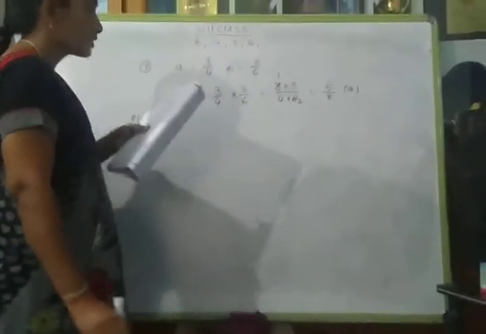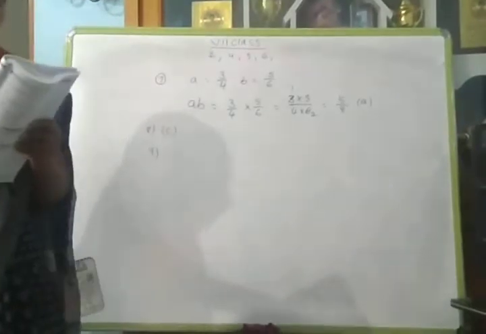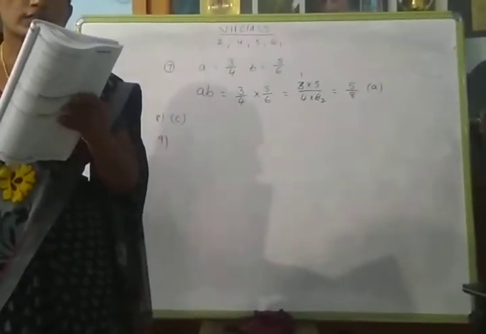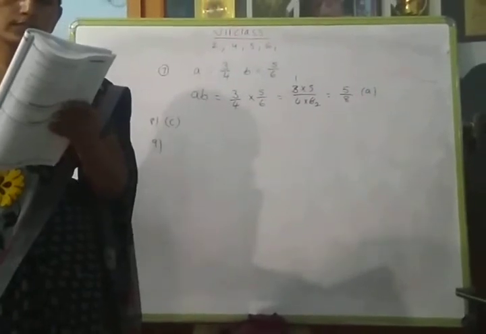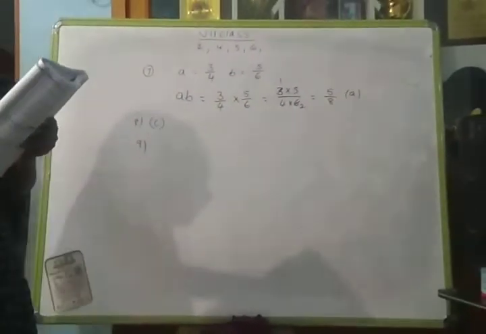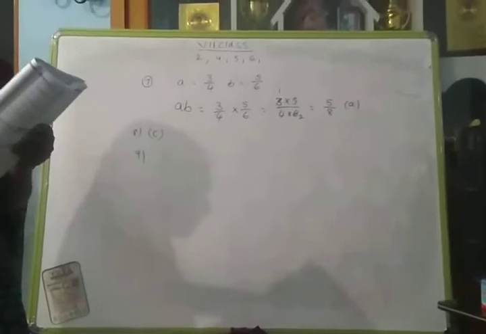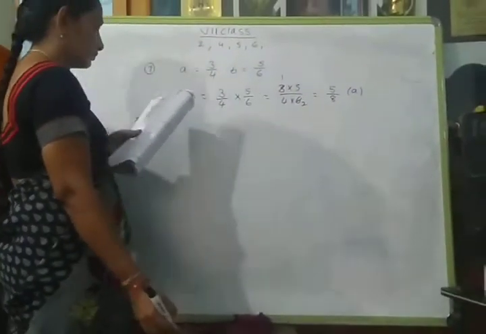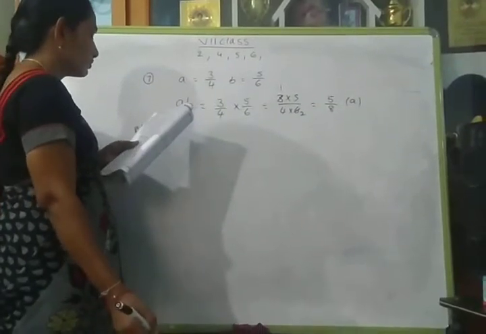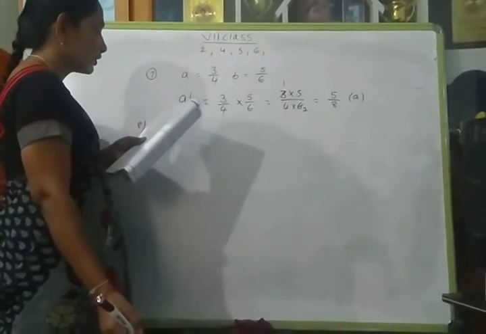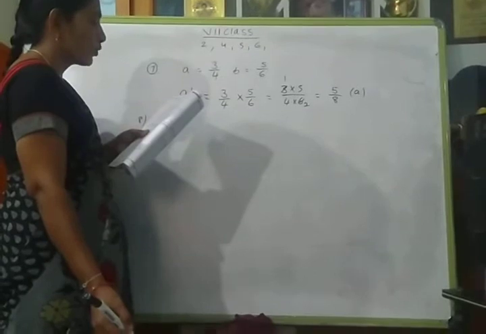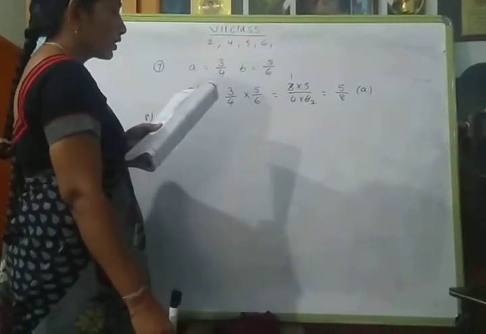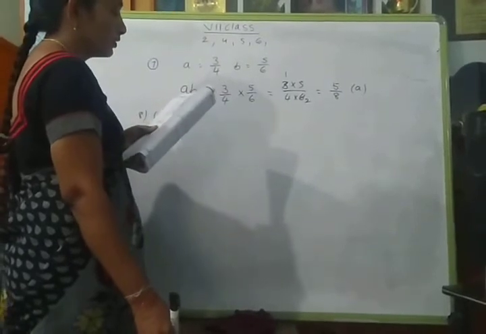Next, 9th one. Which of the following statement is true? Every point on the number line represents a rational number. The product of a rational number and its reciprocal is 0. Correct only. Next one, C, option C, false. 7 to the power of minus 1, 12 to the power of minus 1 we have to get. Reciprocal of 1 by a is a.